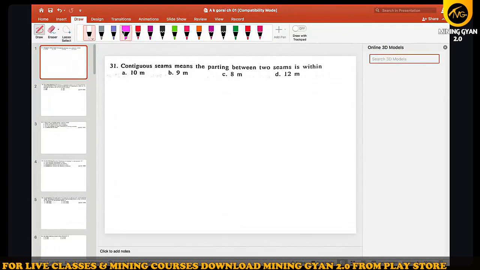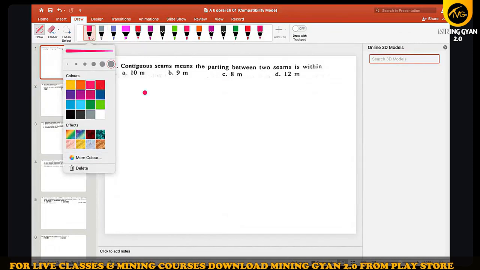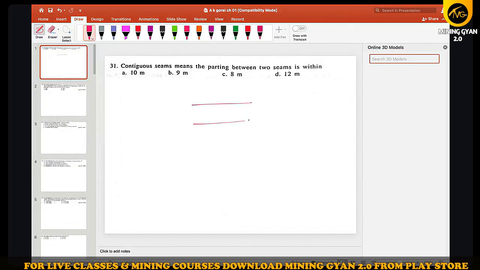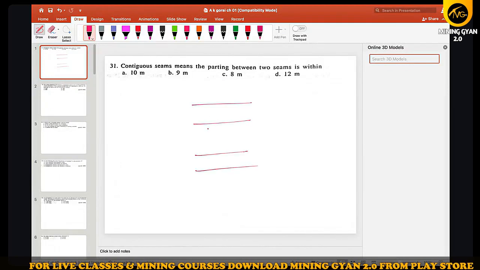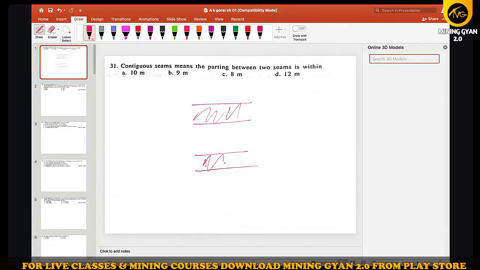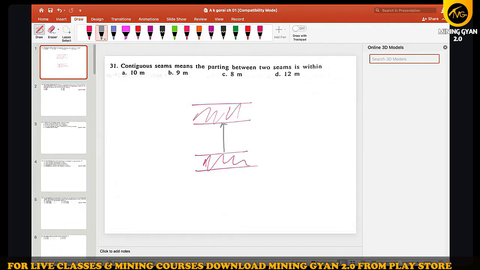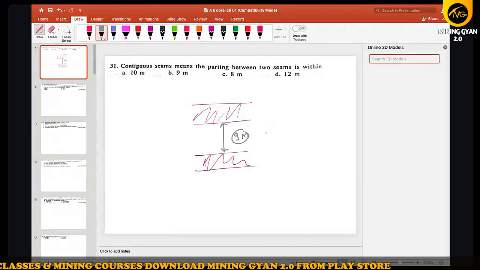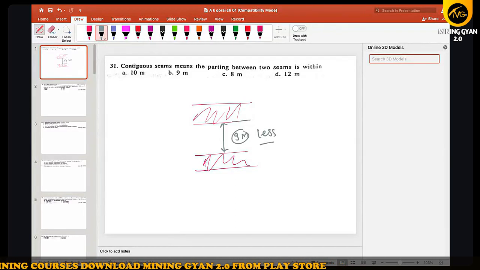कंटिन्यूस सीम मीन्स, देखो अगर 2 सीम है, अगर इन दोनों के बीच का पार्टिंग जो है 9 मीटर से कम है, if the parting between both the seam is less than 9 meter, then we say it continuous seam.